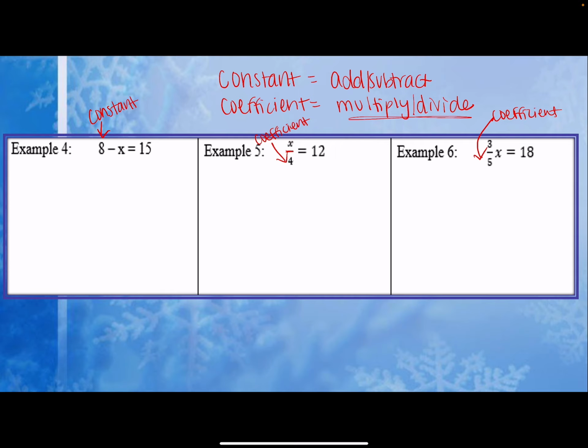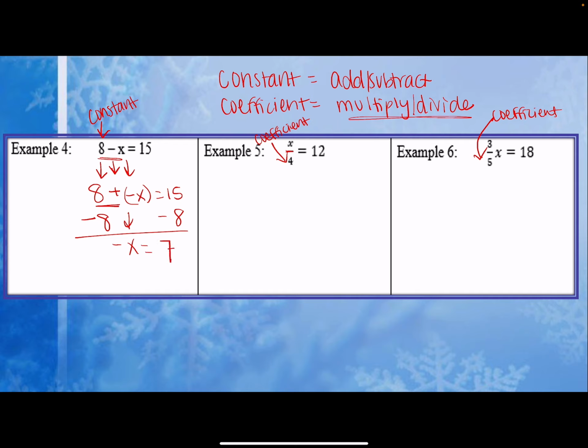Well, how is 8 attached to x? Well, if I turn this around, and maybe I just do keep change, so I have 8 plus negative x equals 15. Now I can clearly see that 8 is being added to negative x. Well, the opposite of adding is subtracting. So I'm going to subtract 8 from both sides. Drop down my negative x, and then 15 minus 8 is equal to 7.